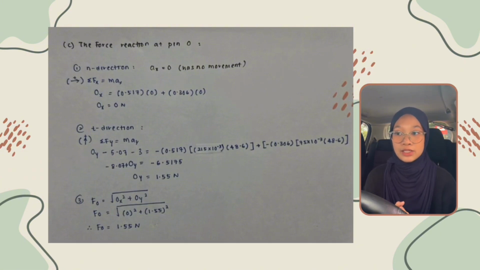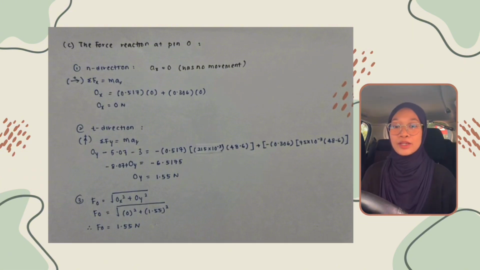Then for the t direction, the y-axis, we apply total Fy equals MAY, and we have two weights that go downwards. So we have negative 5.07 minus 3, which is equal to mass times the acceleration, alpha RB. Then we substitute the value of alpha that we calculated, which is 48.6, times 250 millimeter, with the mass downward and also the mass of the rod. Then we get the answer of OY equal to 1.55 Newton.